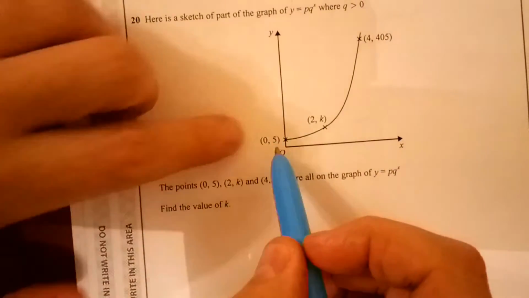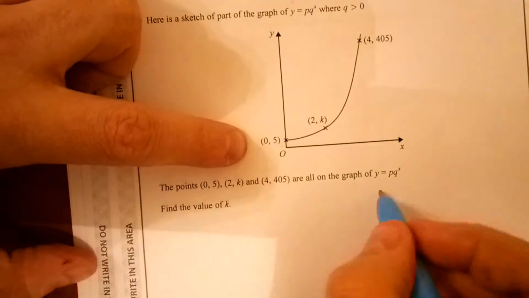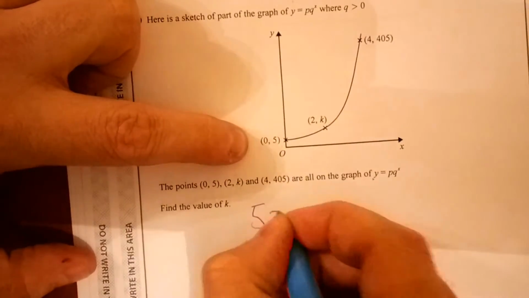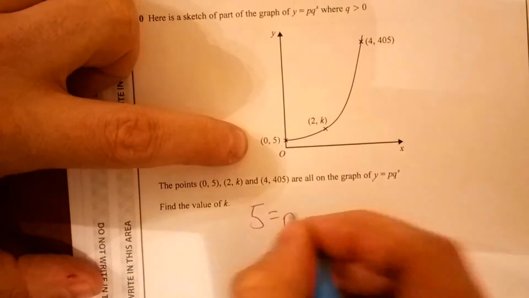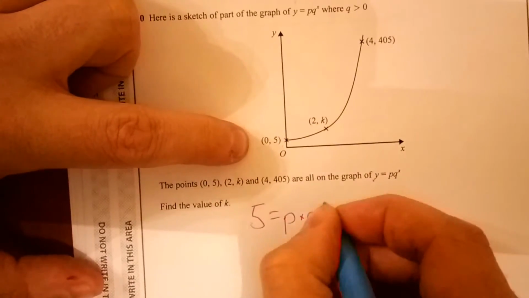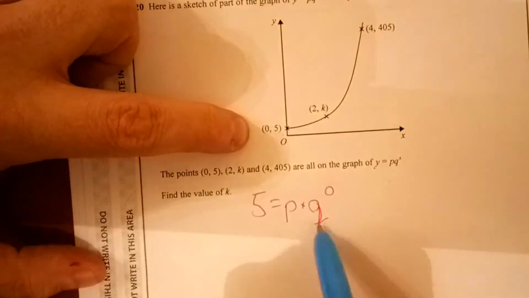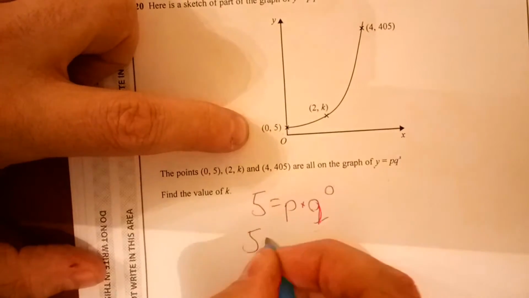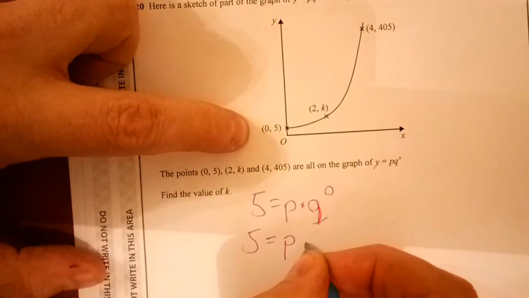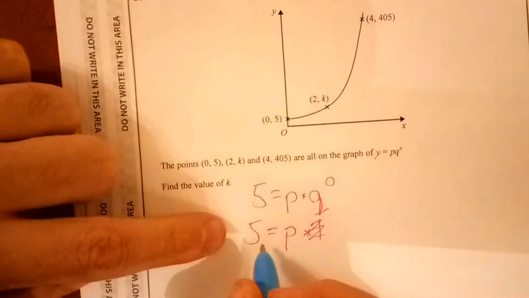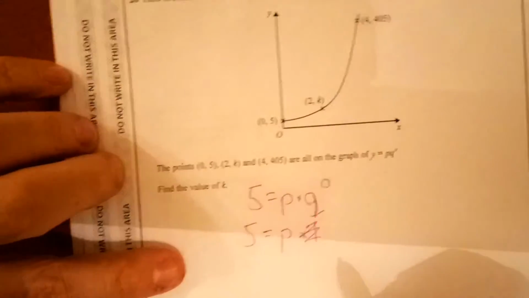So I'm going to start with my first point and just see if anything happens. So y, we have a value of y, which happens to be 5, equals p, I don't know what p is, q, I don't know what q is, x is 0. Now something nice happens, because I actually know what q to the power of 0 is. Anything to the power of 0 is 1, so I can read that as 5 equals p times 1. P times 1 is just p. So 5 equals p. I've got a good starting point.